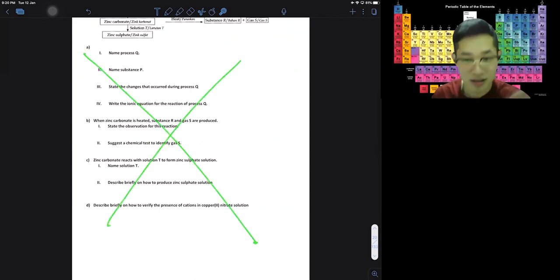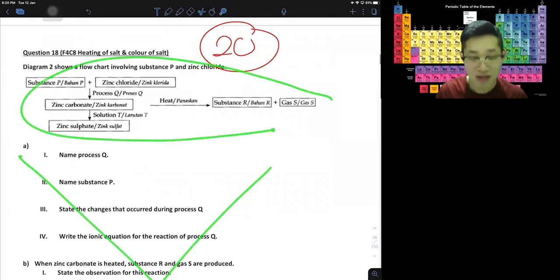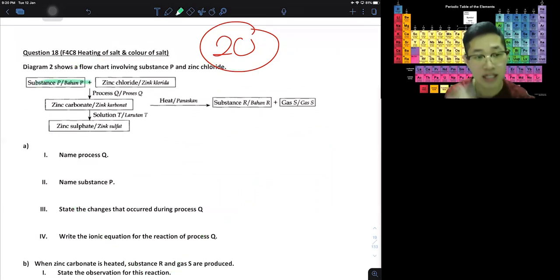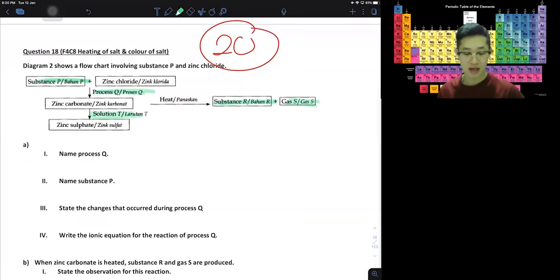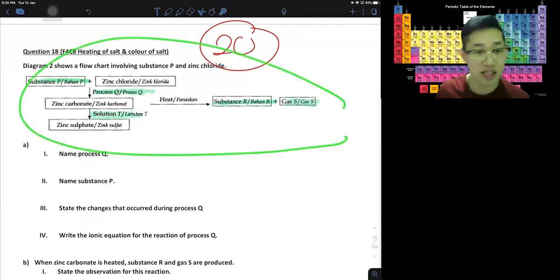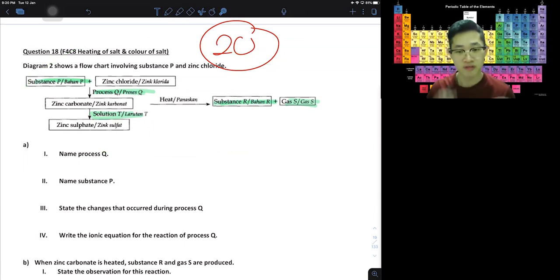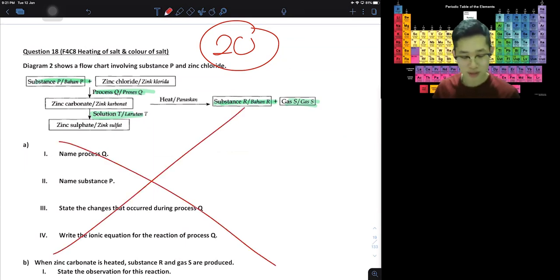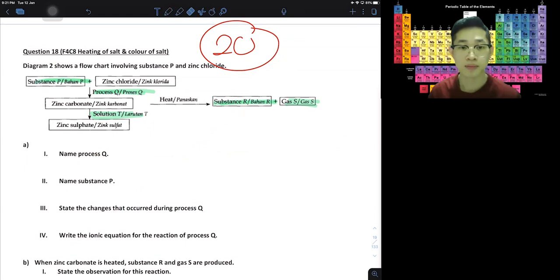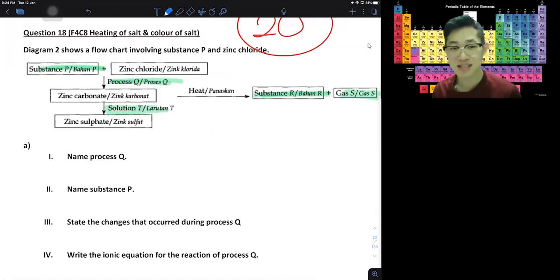No need to do this one, but find out all the unknowns for me. I want to know what is P, what is Q, what is T, what is R and S. Faster. This year has a very high chance a question like this is going to come up. They give you a chart. You have to find the unknown. 1 minute. Solve the chart. No need to do the question below. 1 minute starts.